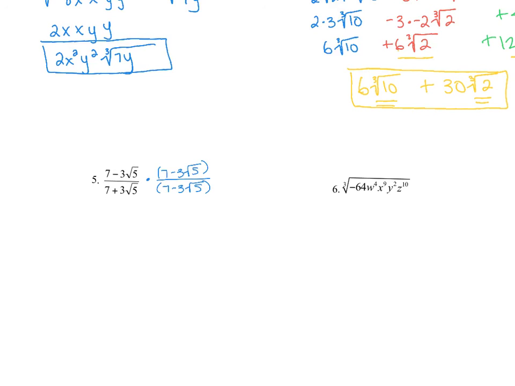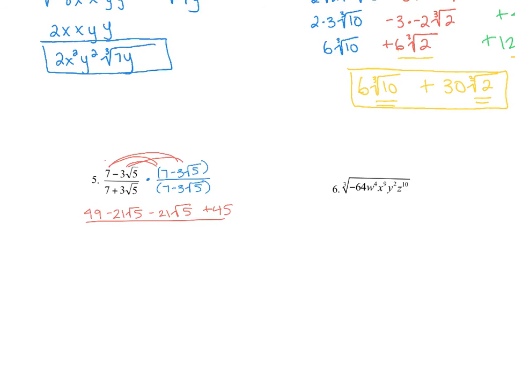Okay, now remember you have a binomial times a binomial, so you can use FOIL or the double distributive property. On the numerator, we're going to multiply 7 times 7, which gives us 49. And then we have 7 times negative 3 radical 5, so that will give you negative 21 radical 5. And then negative 3 radical 5 times 7, again negative 21 radical 5. And then we're multiplying negative 3 radical 5 times negative 3 radical 5. So remember, negative 3 times negative 3 will give you 9. And radical 5 times radical 5, or radical 5 squared, is just 5. So that would be 9 times 5, or 45. So that would be your numerator.